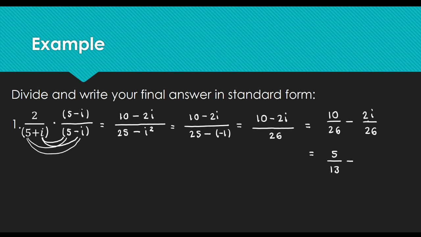And then the same idea here. 2 and 26 reduce down. So you can even think of it as 1 over 13, and then you can just put the i at the end. You can keep the i in the numerator. They're the same exact thing, but the i is no longer in the denominator, and here is my standard form answer.